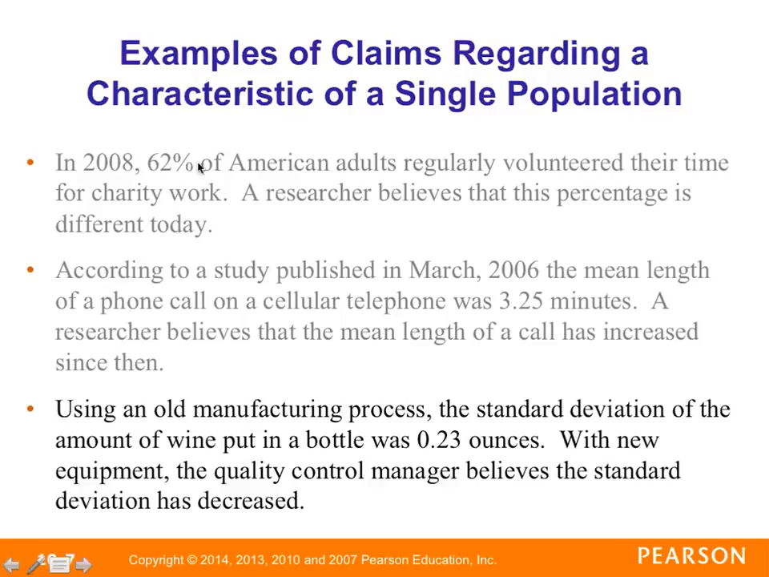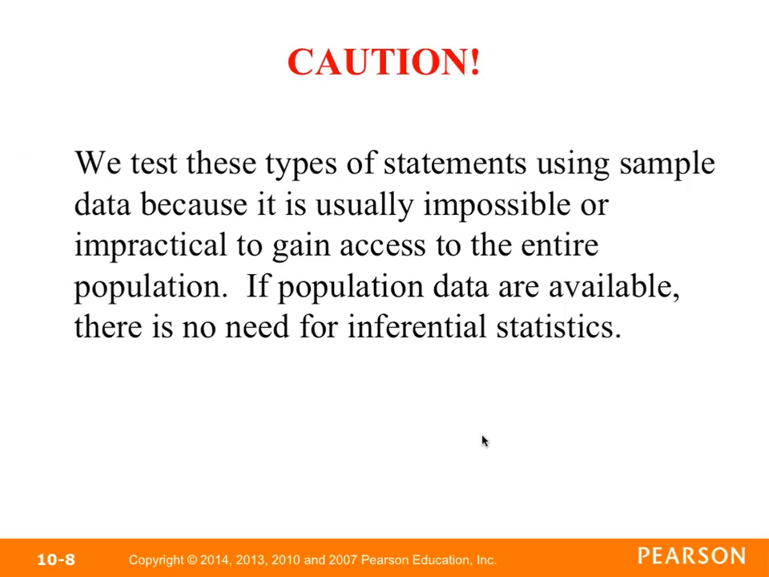The first example talked about a proportion because we had 62%. The middle example talked about a mean because it was an average of 3.25 minutes. And the last one talked about a standard deviation. We're going to focus on hypothesis testing for the first two types of examples, where we have population proportions and population means.